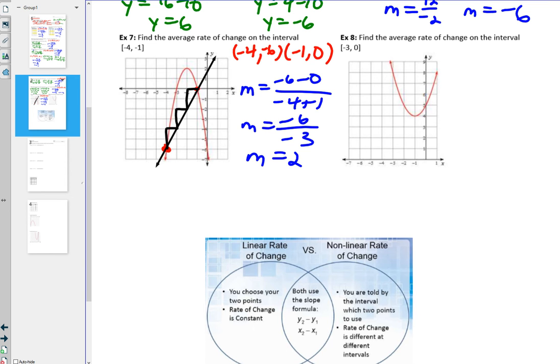See if you can do the next one on your own. If you can't see the picture, I'll help you out. At -3, we are at +8, and at 0, we're at 5. Just by looking at the picture, you should be able to tell me what type of slope I am going to get. Negative, because the 2 points are up and to the left and down and to the right.